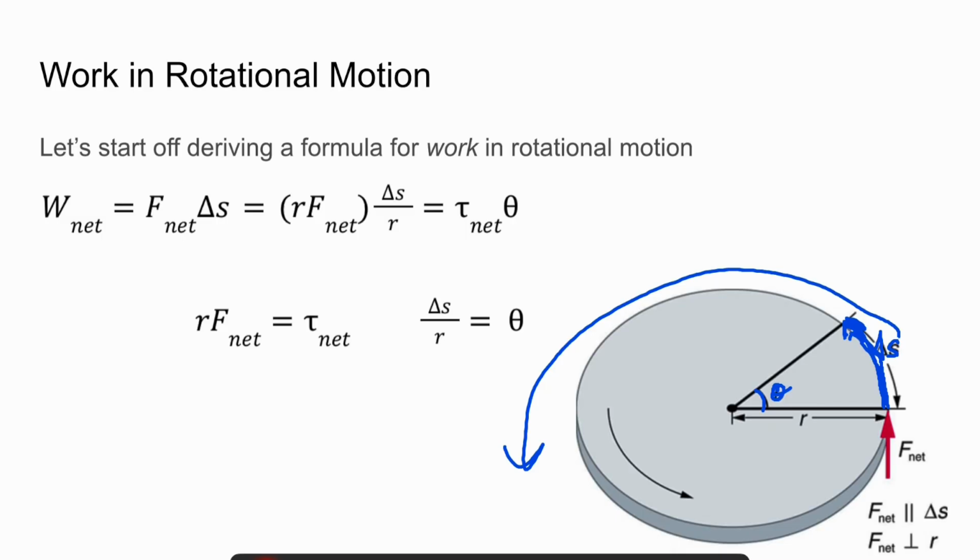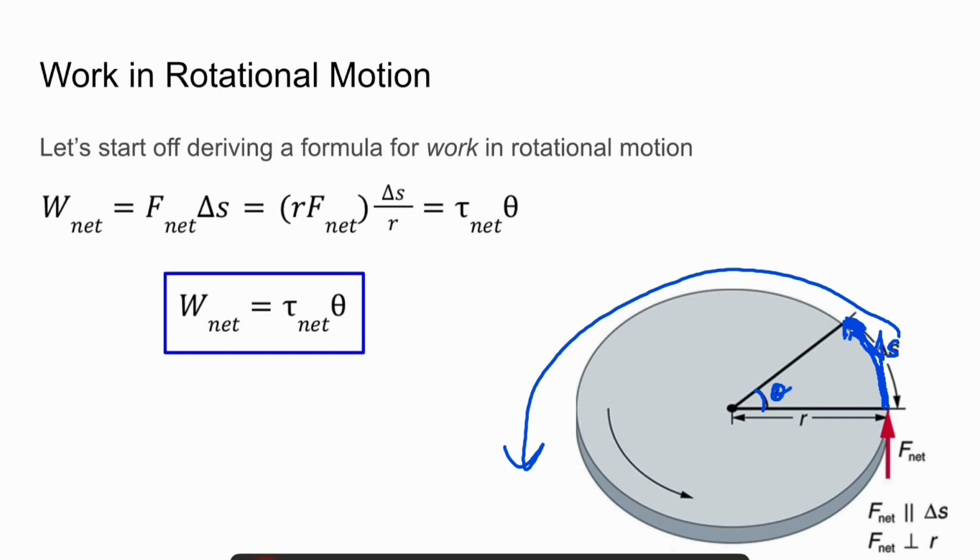So if we substitute those two things in here for those two terms, for our F net and for delta S over R, then we end up with this small equation right here. Our net torque times our rotation angle, or our angular displacement, gets us our net work. All right. So then we can apply that to get our work energy theorem in rotation.